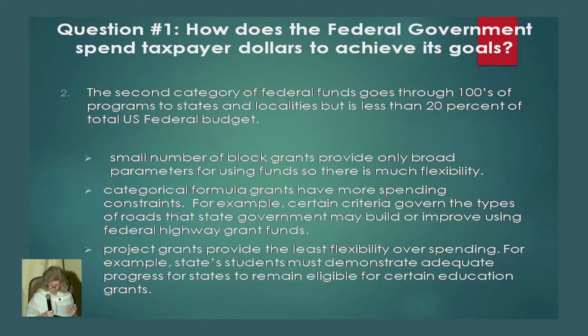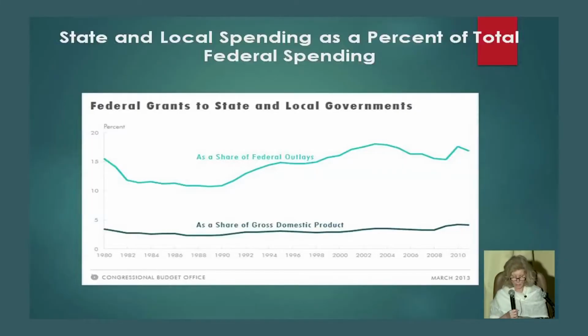So in sum, we have 3 different kinds of grants that compose the funding that goes from the federal government to the state and local government. This chart right here simply shows what I've told you already, that federal grants to state and local governments is trending up a little bit recently, but roughly at about 20%.